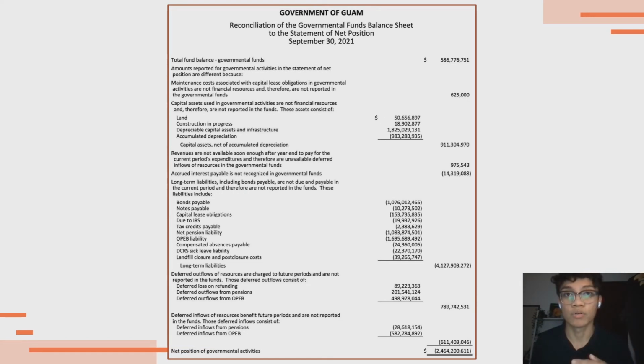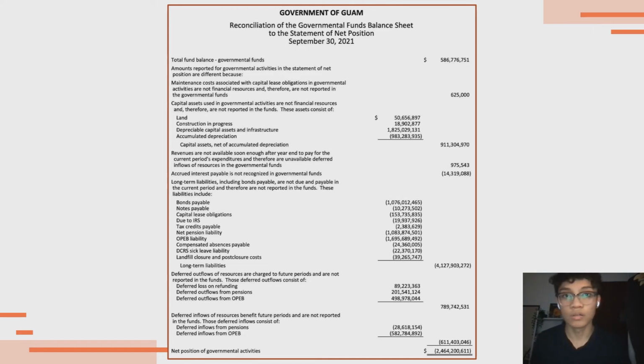So, for example, capital assets used in governmental activities. These were not reported in the funds, but they were reported in the net position. So, because this wasn't reported in the funds, this gets added to the total fund balance. Then another example, long-term liabilities. They weren't reported in the fund, but they were reported in net position. So this gets subtracted from the total fund balance.